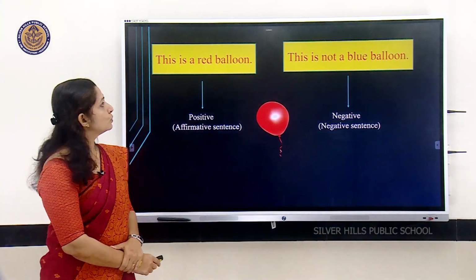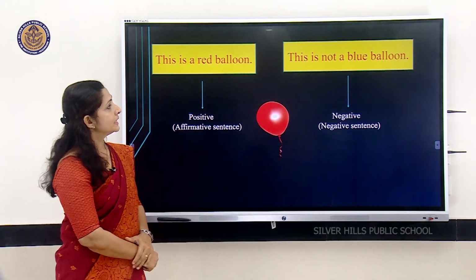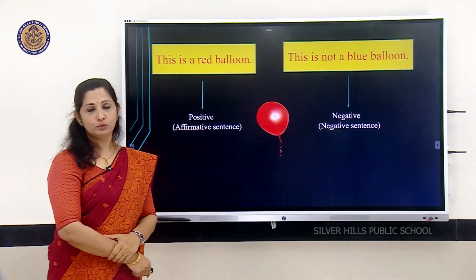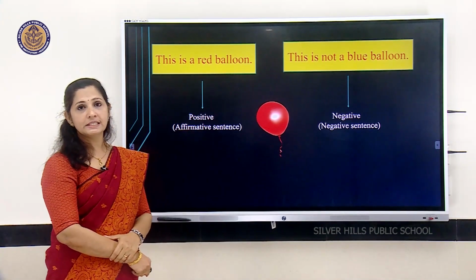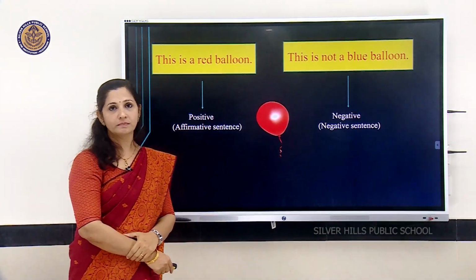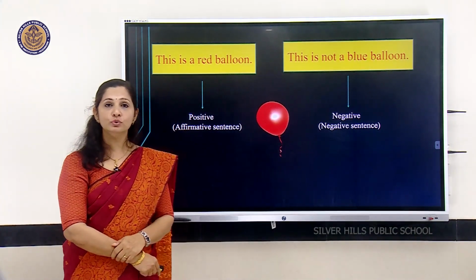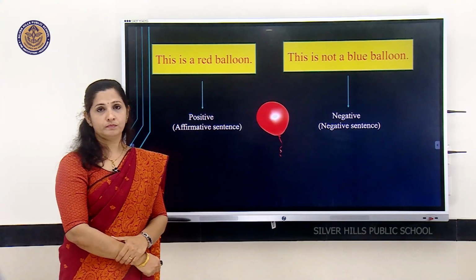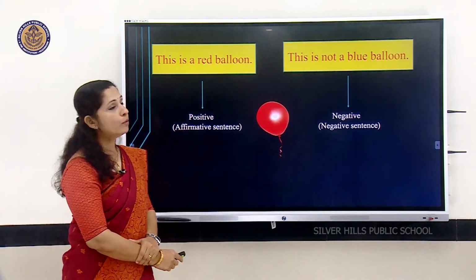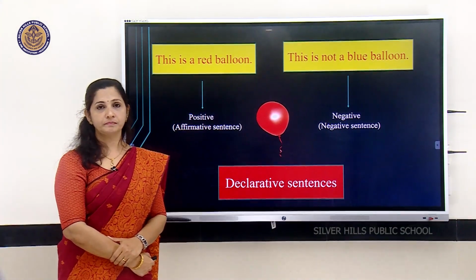Consider these 2 sentences. This is a red balloon. This is not a blue balloon. Both sentences state a fact about the balloon that you see here. And the sentences written about the balloon are certainly true. So, we can call both these sentences declarative sentences.